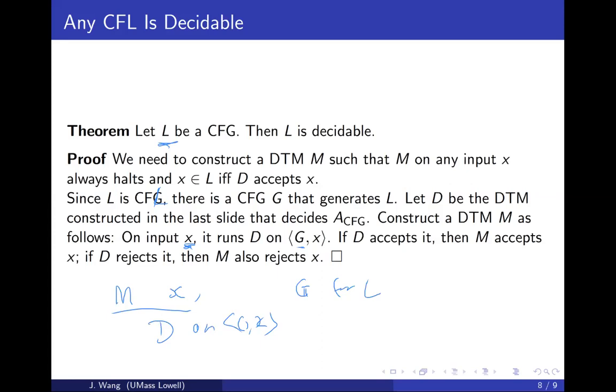So we know that it is finite, of course depending on what your input X is. No matter what it is, M always halts, but the number of steps it takes depends on G and depends on X. But nevertheless, it always halts, and when it halts, it gives out an answer, whether X is in L or not. So it is decidable.